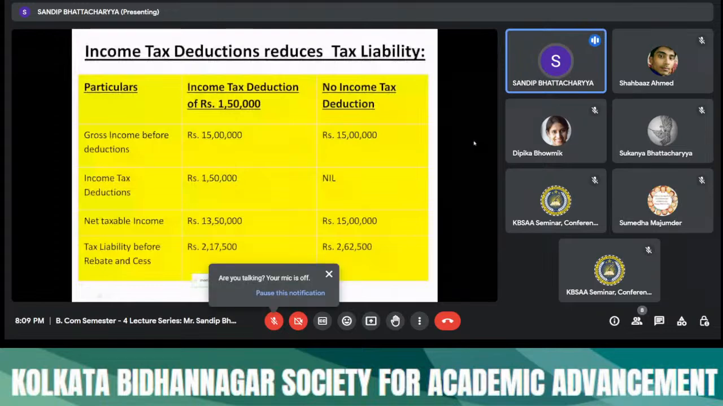I am supposed to try to show the comparison, that the deduction is important, that is the objective. Suppose my gross total income is 15 lakhs and if I opt for the deduction of 1,50,000, my tax liability is 2,17,500. But if I do not opt for any sort of deduction, that is no income tax deduction, my total tax liability is 2,62,500. So this is the important point, this is the main objective, this is the emphasis, this is the synopsis of the deduction chapter.